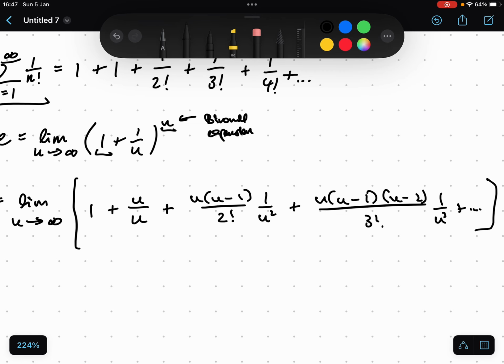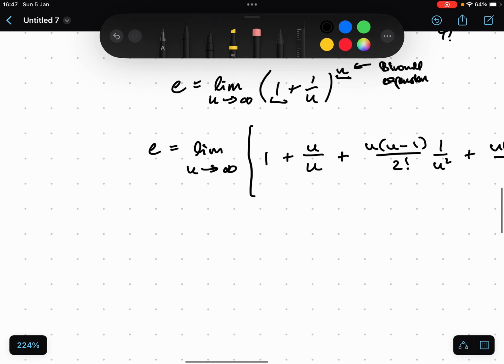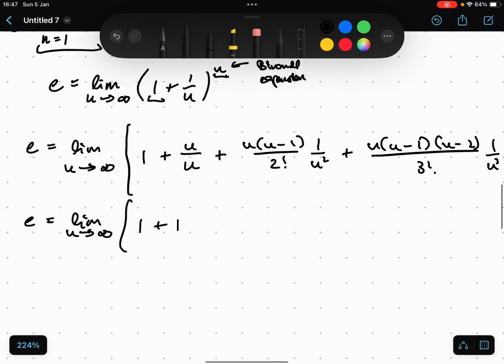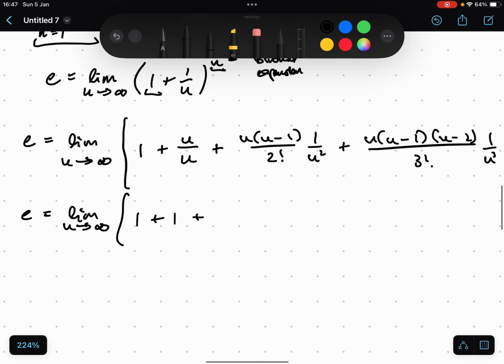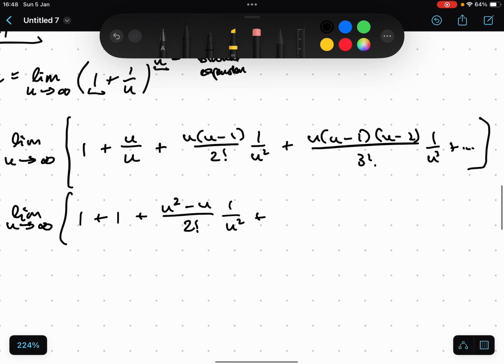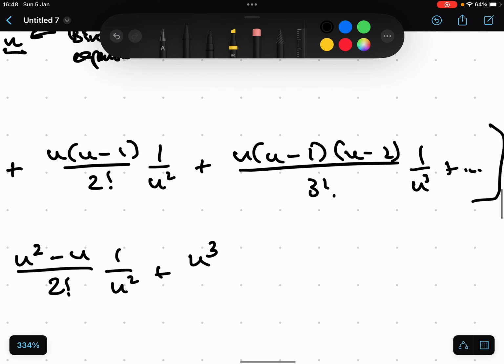So that's what we get. We expand it out. So let's have a look at the first few terms, and then we can maybe arrive at some kind of conclusion. So 1, well, that's 1. u over u is also 1, even as the limit approaches infinity. And then here we're going to get this. Let's expand this out. So we're going to have u squared minus u over 2 factorial times 1 over u squared. Plus, and then here we're going to expand this one out. It's going to be u cubed, definitely u cubed. That's going to come in important later. And then we're going to have minus u squared. Yeah, wait, u. Okay, minus u.